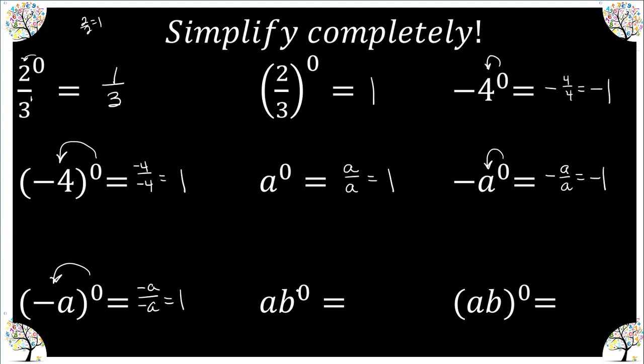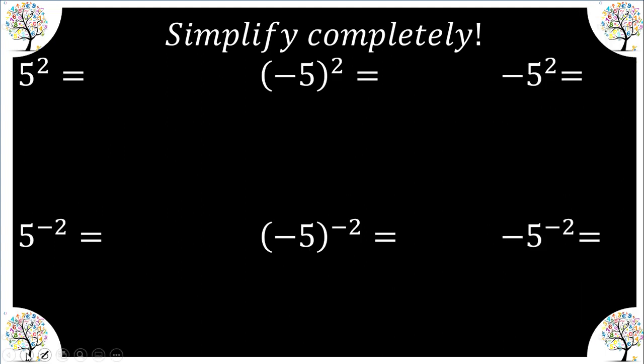Here I have AB to the 0. This 0 is only applied to the b. This a has its own exponent of 1, so it just stays a, and b to the 0 is 1, so you really just have a. In this case, my 0 is attached to the a and b, so ab is the base, so I have ab over ab, which gives us positive 1.